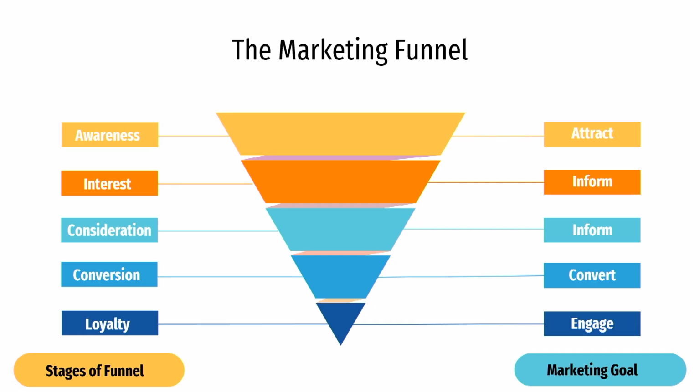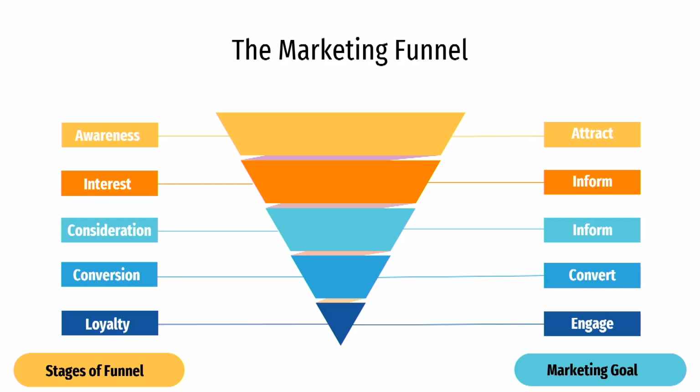public relation activities. For the interest and consideration stage, that is the second and the third stage, the corresponding marketing goal is to inform and educate the customers. So, marketing initiatives at these stages may include case studies and customer testimonials. It may also include product demonstration and free trials. Sometimes it may include white papers, email marketing and retargeting advertisement. So, coming to the next stage, which is the conversion stage, the corresponding marketing goal is to convert. Marketing initiatives at this stage may be limited time offers or conversion rate optimization.